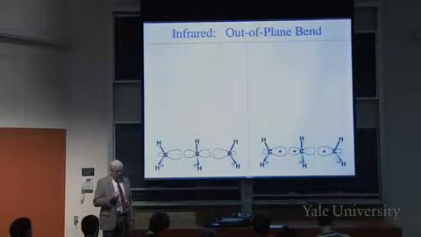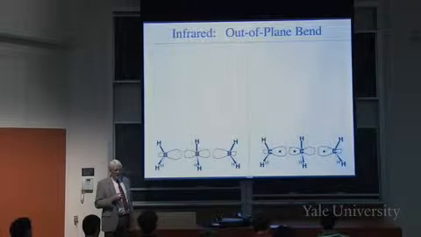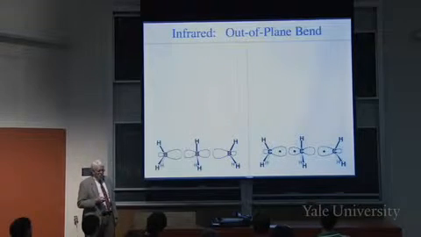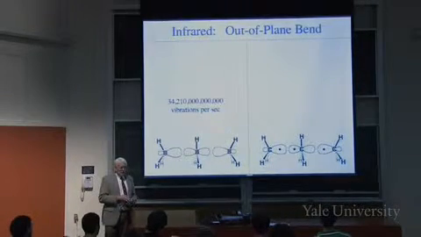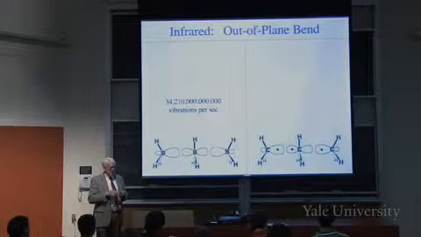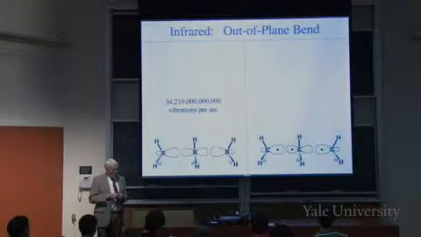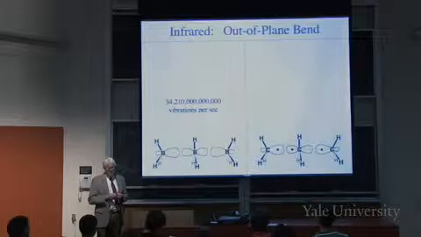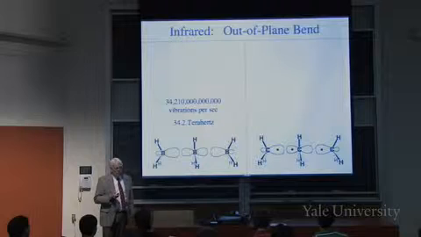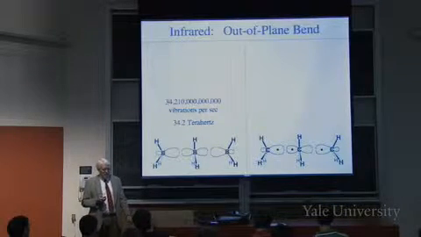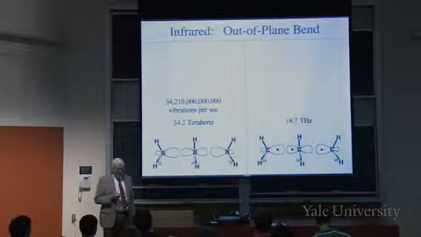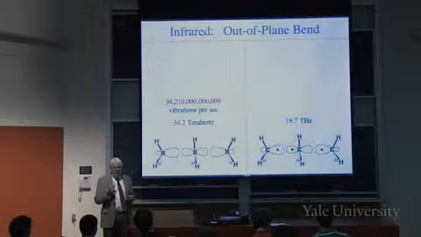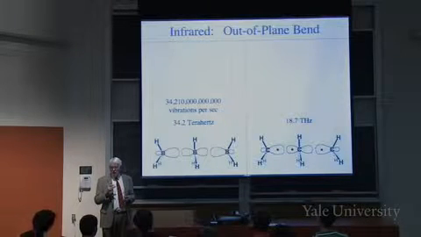So here's BH3 doing that out-of-plane bending vibration, the umbrella vibration, and CH3 doing the same thing with its electron. Now, it turns out that BH3 vibrates 34 trillion times a second, okay? And that's called 34.2 terahertz. That's how often it vibrates. CH3 vibrates 18.7 terahertz, so only half as fast as BH3.